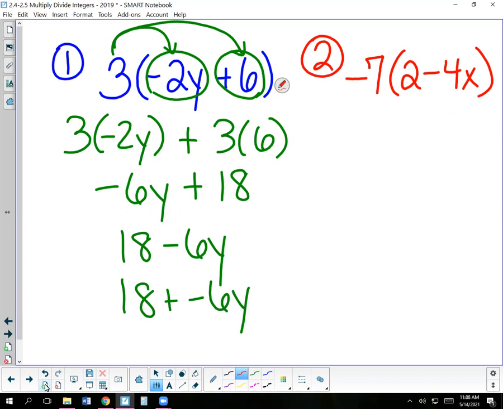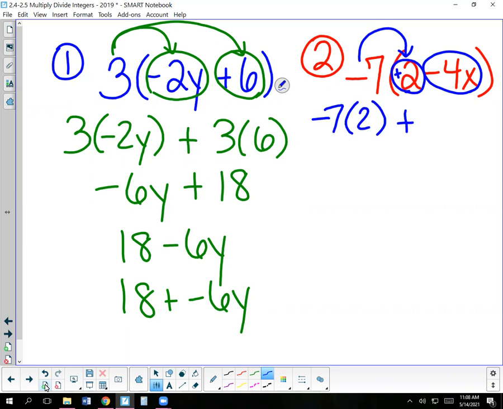So, okay. Again, pay attention to the sign in front. So the sign in front of the 2 is actually positive, and the sign in front of the 4 is actually negative. So you have to pay attention, because that's going to change your answer. So I give the -7 to the 2, so -7 times 2. And then I have a -7 times a -4x.